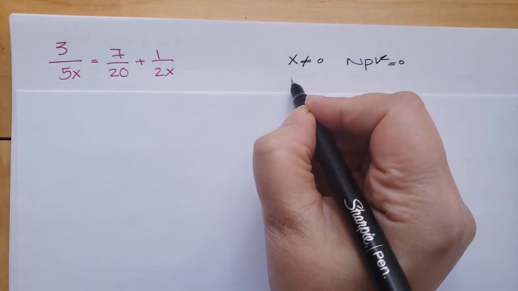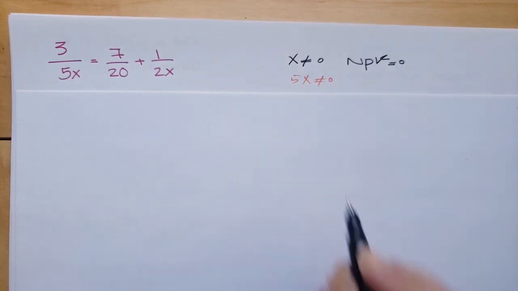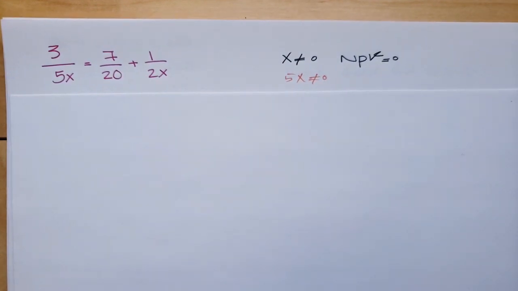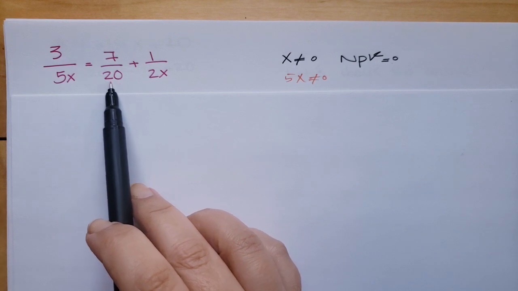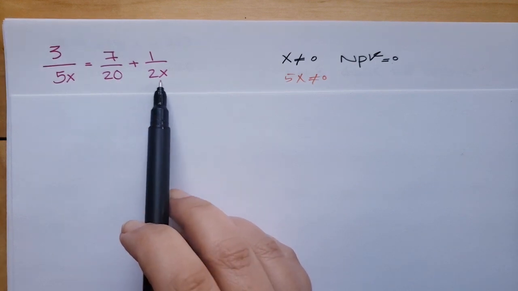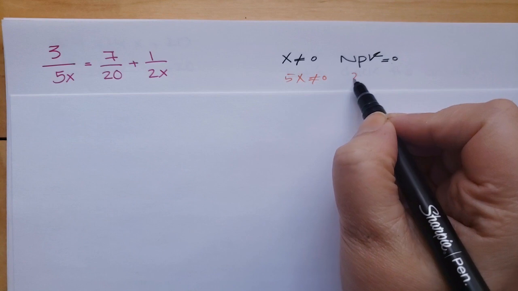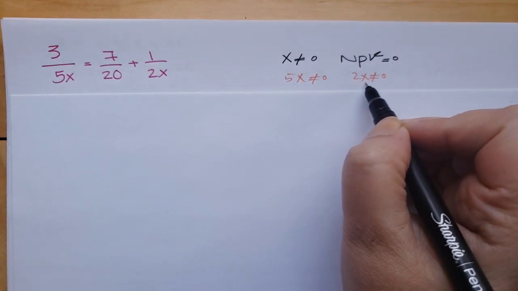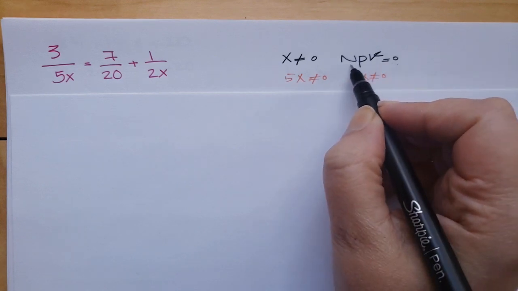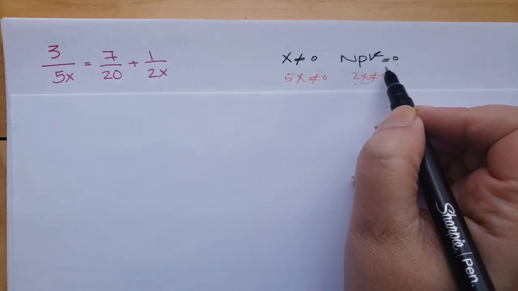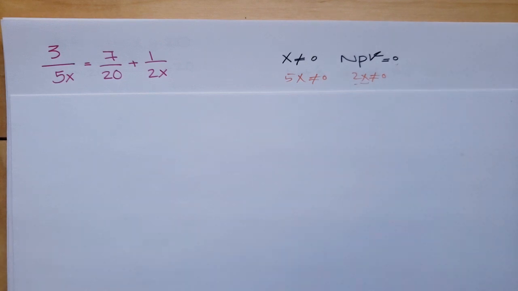So 5x, condition 1, 5x should not be 0. So if x is 0, I would be in trouble. So I have to make sure the x is excluded from the answer set. So I call NPV 0. This one, it's always 20, so I'm not in trouble. But this one shouldn't be 0 either. So 2x cannot be 0. But the value which makes 2x 0 is also 0. So my NPV value here is only 0.